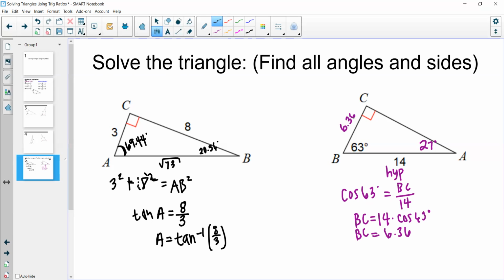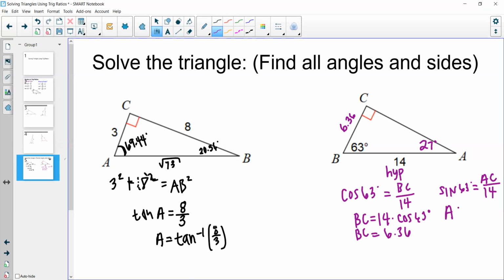Now we can either do the sine of 63 or we could do the cosine of 27. It doesn't matter, those will give us the same answer there. So let's go ahead and use the sine so that we can stick with this 63. So we've got the sine of 63 degrees. And remember, sine is opposite over hypotenuse. So that's going to end up being our opposite, which is AC, divided by our hypotenuse, which is 14.